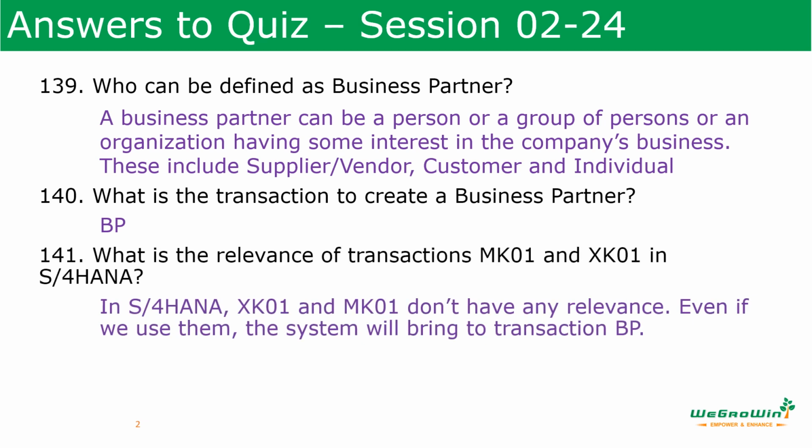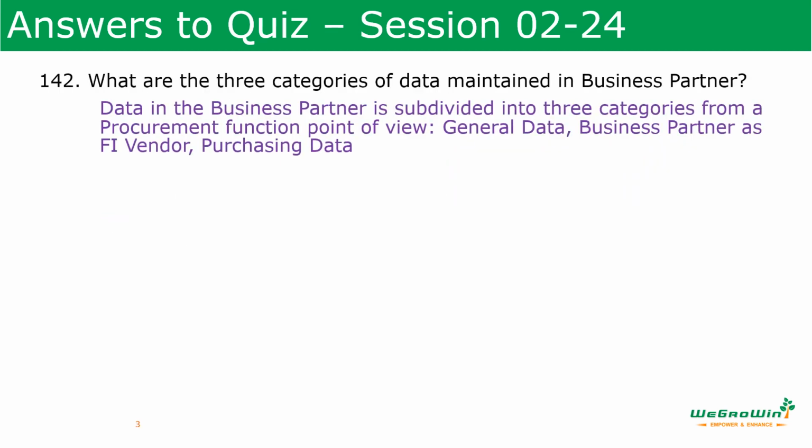What is the relevance of transactions MK01 and SK01 in S4HANA? In S4HANA, SK01 and MK01 do not have any relevance. Even if we use these transactions, the system will bring us to the transaction BP. What are the three categories of data maintained in business partner? Details in the business partner are divided into three categories from the procurement point of view. One is general data, then business partner as FI vendor, and then purchasing data.